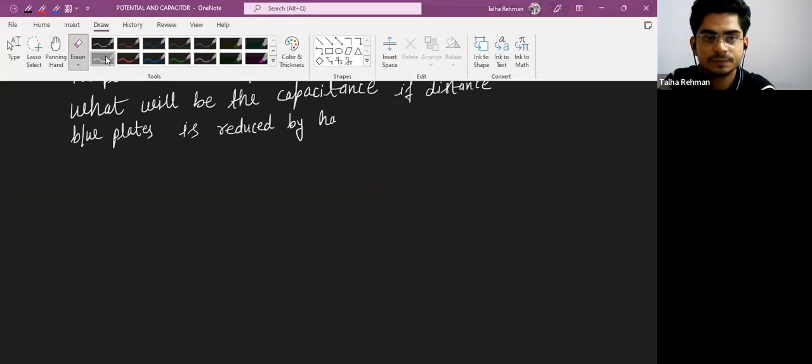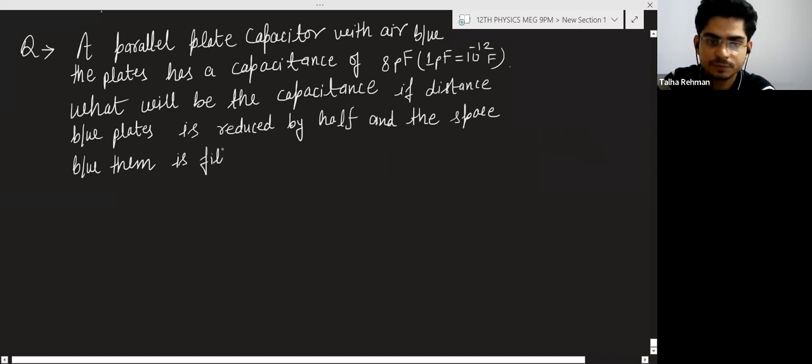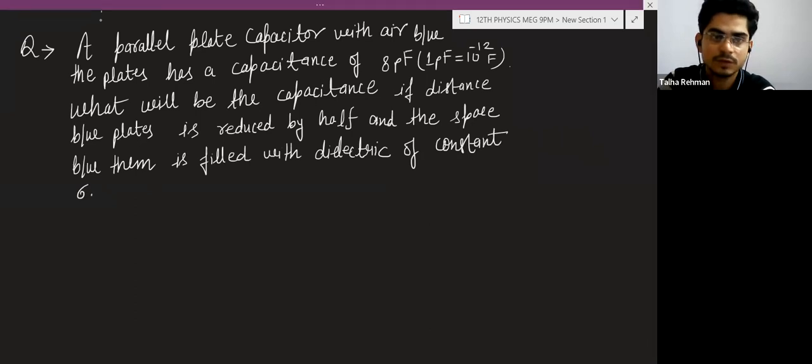Is reduced by half, and the space between them is filled with dielectric of constant 6. Okay. So this is the question.